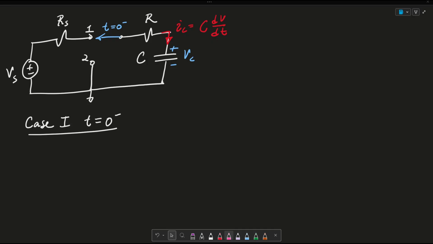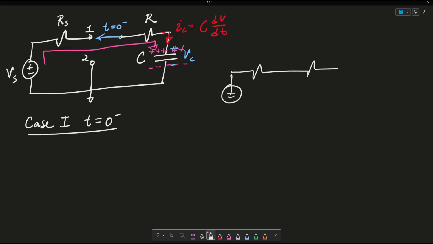I'm going to break this down into two cases. The first case is when t equals 0 minus. The 0 minus means a time before 0, so imagine a time before we disconnect our charger from the wall. Current is going to flow from this power supply Vs and charge up this capacitor, with positive charges on that end and negative charges on this end. Okay, and what we're going to have is a circuit that looks like this.